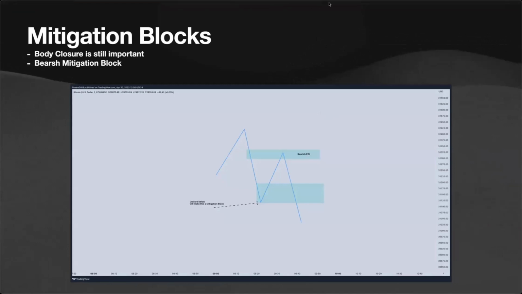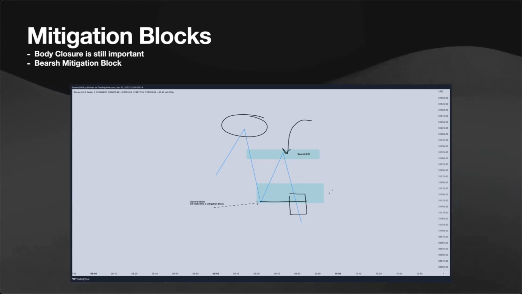Bearish mitigation block, same thing: it must come from a bearish POI. This must form on a bearish order block or a bearish fair value gap. That's the most ideal situation to call this high probability. Want to see price close below this low. And then boom, boom.